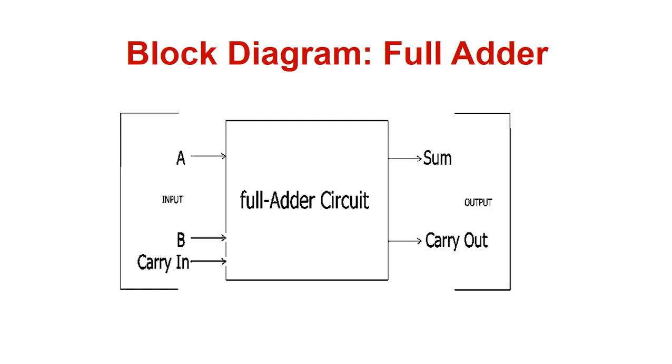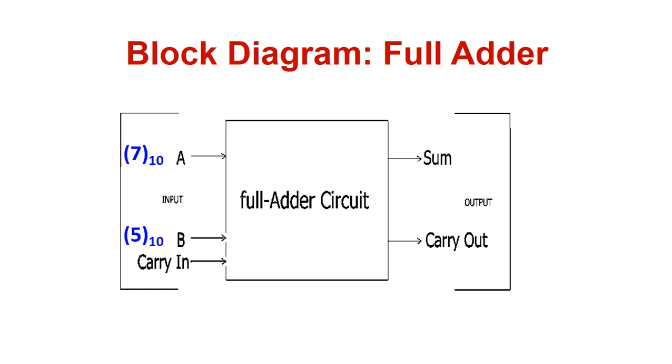Similar to the half adder, the full adder circuit also has two outputs. Among them, one is the sum and another is the carry out. In order to distinguish between the input and output, we have used the words carry in and carry out. So this is the block diagram of the full adder.